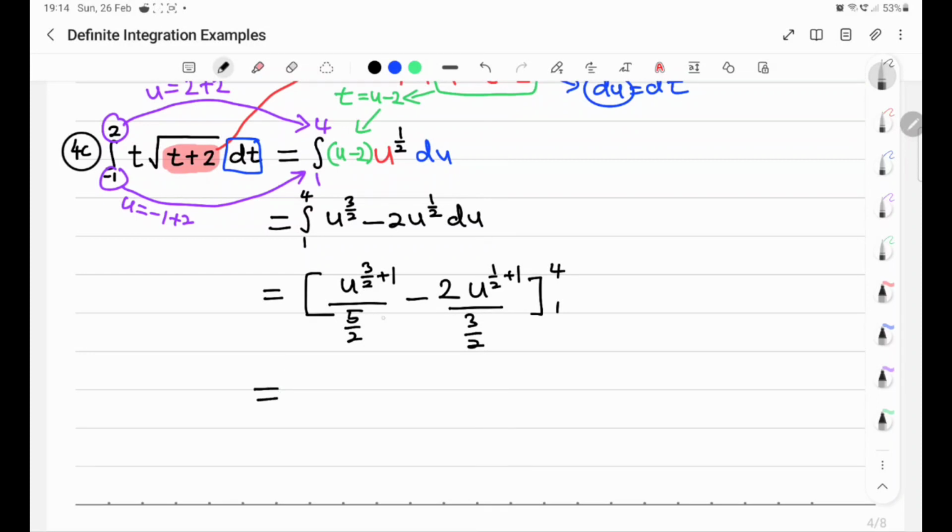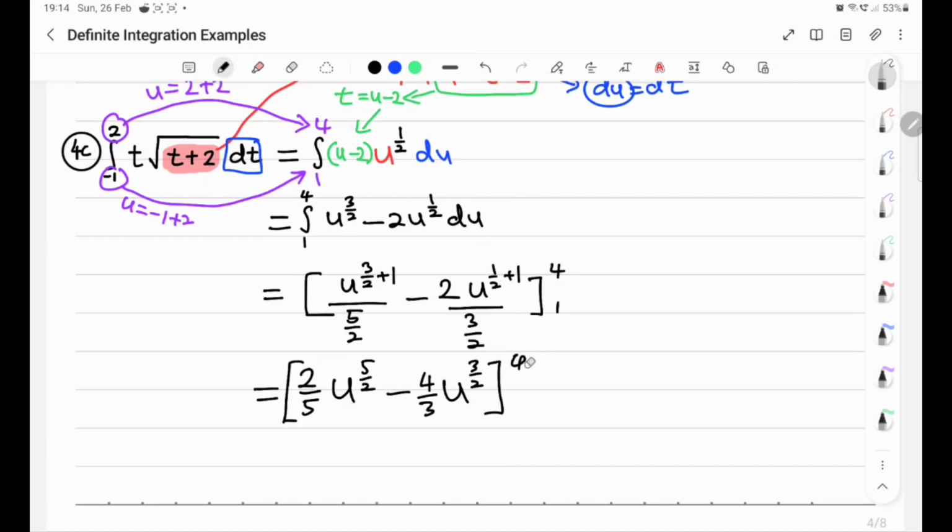Now we have to tidy this up first. So 5 over 2, we can turn the fraction upside down to become 2 over 5, u power 5 over 2, and then minus 4 over 3, u power 3 over 2.